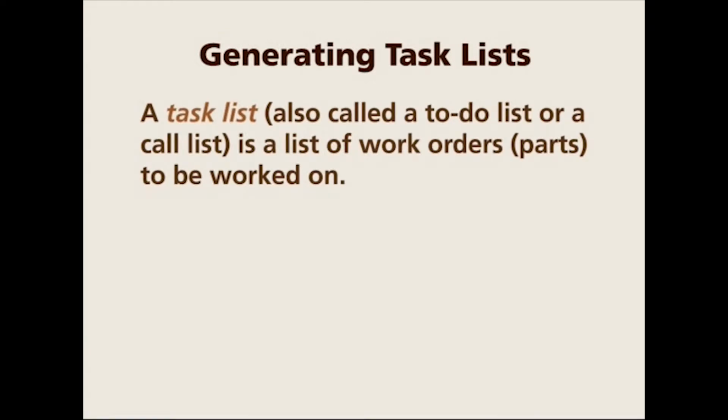Now let's look at the task list, also called a to-do list, or some people call it a call list. It is a list of work orders to be worked on. When you come in each morning, you need to figure out what do we need to work on today? Who do we need to call? You might generate 50 work orders a month, 10,000 work orders a month. You need a function called Task Manager to show us what to do.